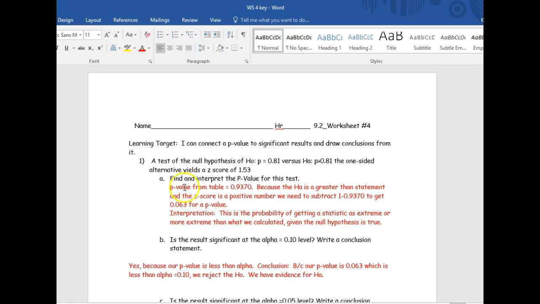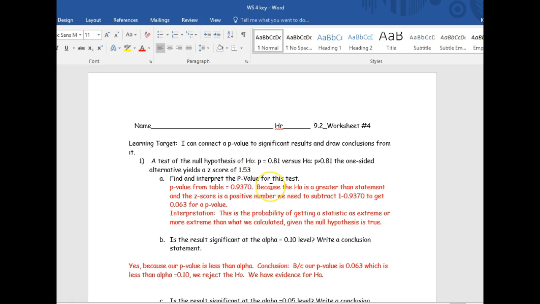So when you go to the chart here, you can see that the p-value from the table is 0.9370. If you ever go to a chart and you get a p-value that high, you need to think something is off. You can't just stop there, and you have to analyze it. Usually your p-values are anywhere from 20% or below. You're never going to get a p-value in the 90s.